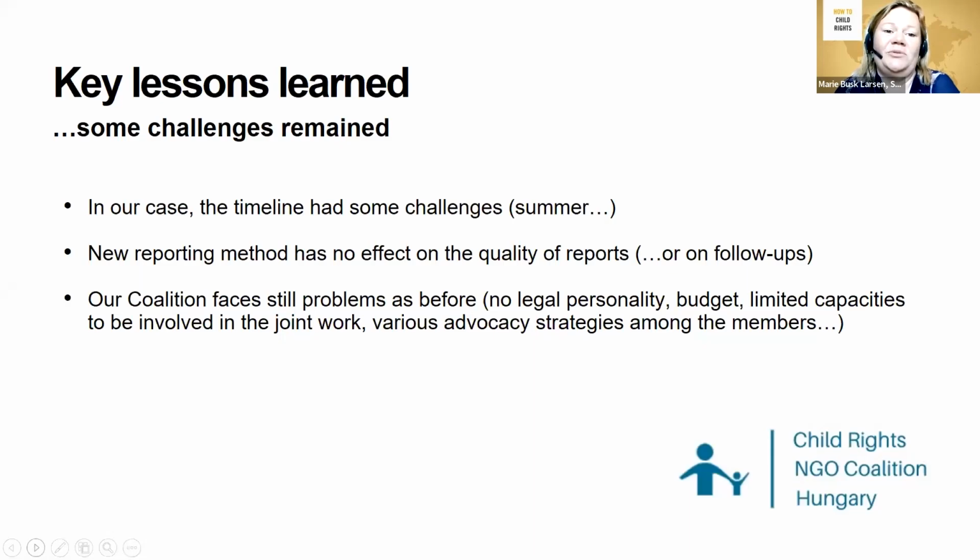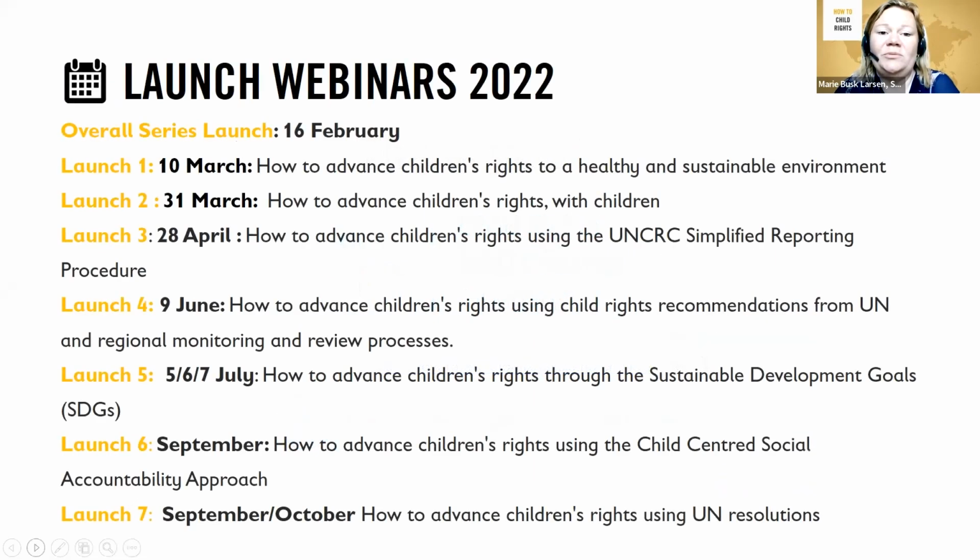This was the third thematic launch, and there will be two more launches coming up in the How to Child Rights series. In June, we will focus on how to advance children's rights through follow-up work to UN and regional treaties, but also the Universal Periodic Review. And the next launch in July will focus on how to advance children's rights using the Sustainable Development Goals.